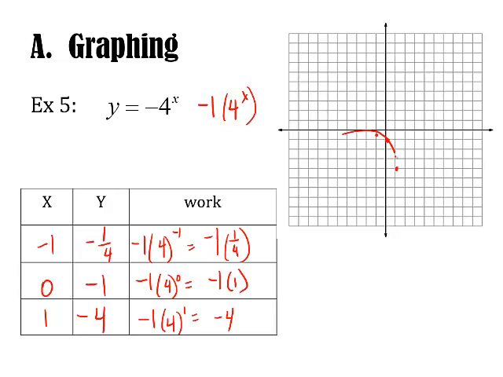So look at that, it's flipped over. So this graph is representing a decay of some sort. And why do you suppose that is? Well, that leading negative right there flips it over the x-axis, which makes it a decay problem. Okay?